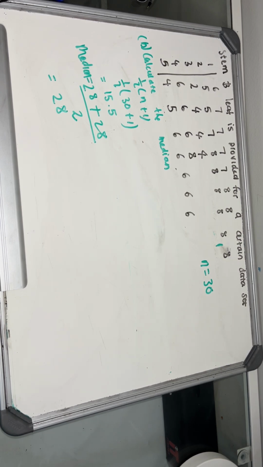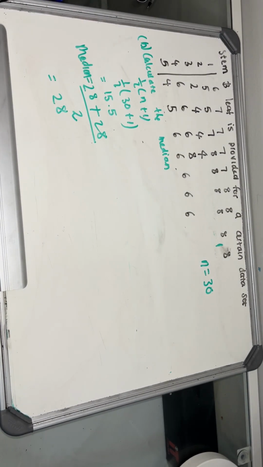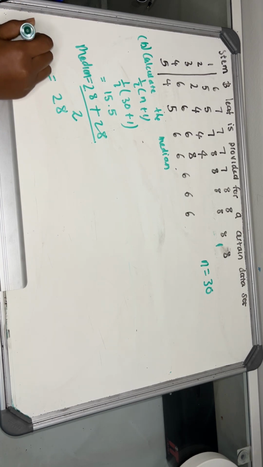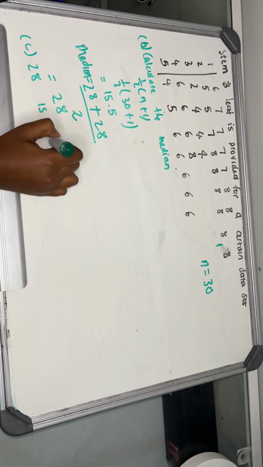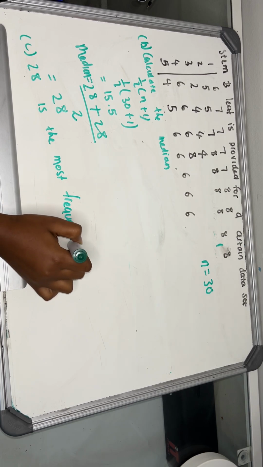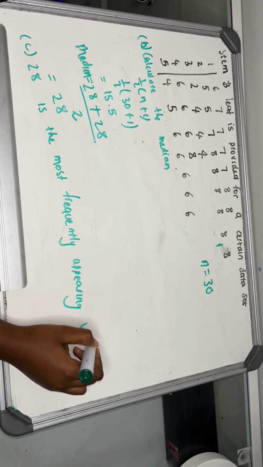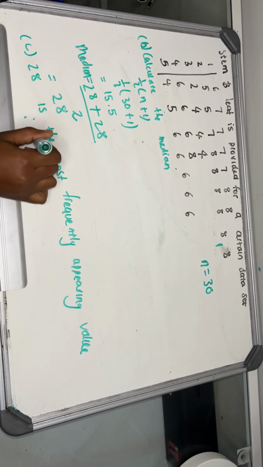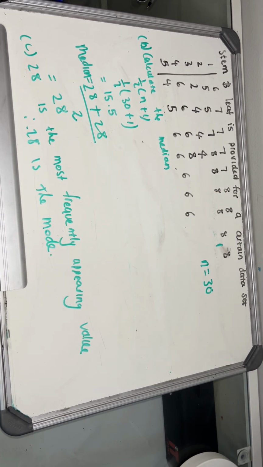Then they are asking us to find the mode. I can already see the mode. Do you see the number of times that 28 appears? 28, 28, 28, 28, 28, 28. So 28 is the most frequently appearing value. Therefore, 28 is the mode. I hope that makes sense.